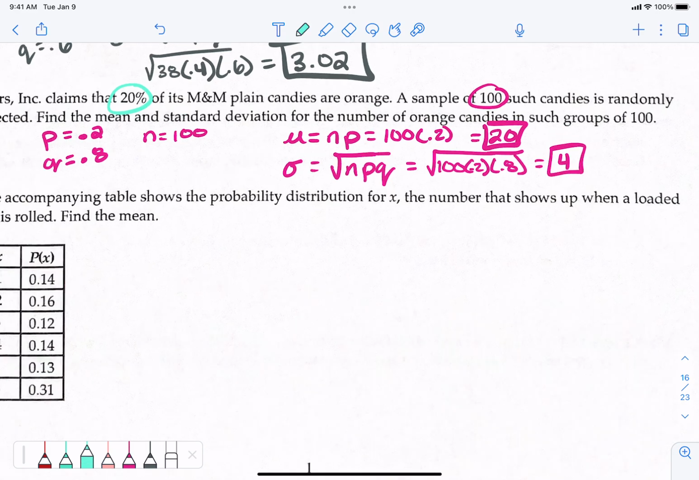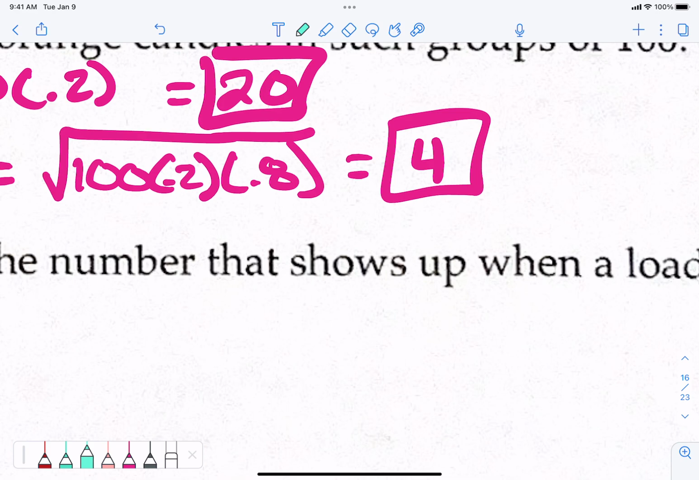What's a significantly low number of orange candies? 12. So you could complain at the candy company if you have less than 12 oranges or more than 28 oranges. Does that make sense?